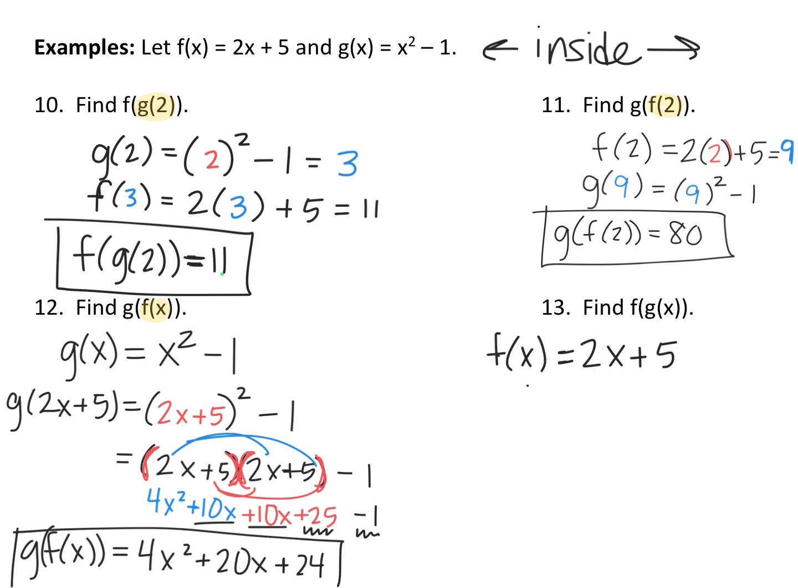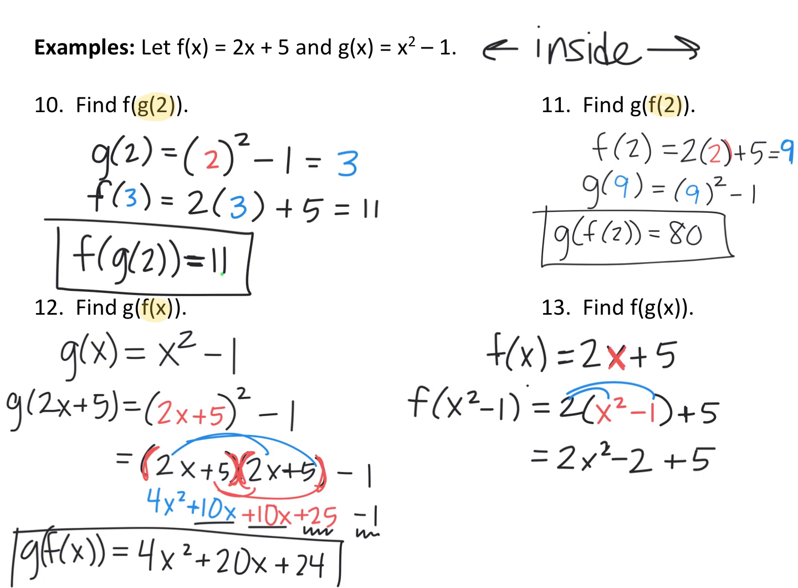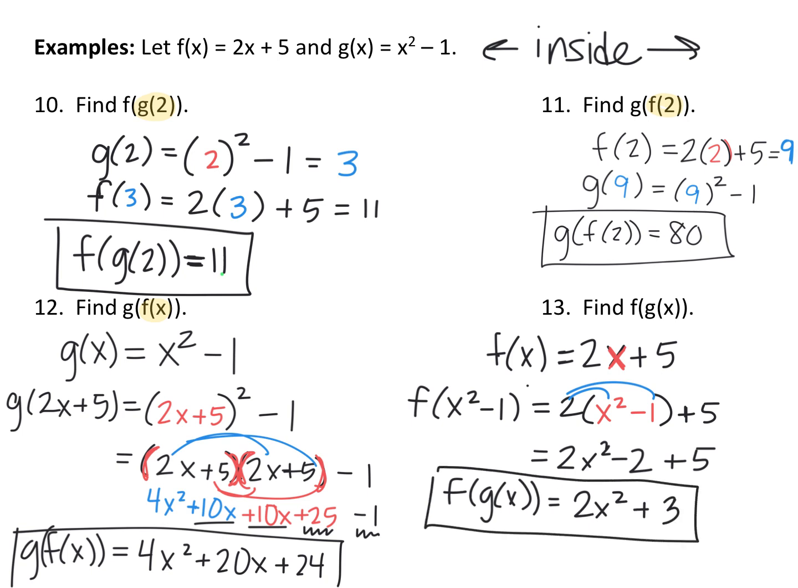Okay, so we replace x with x squared minus 1, and you just got a little bit of distribution to do. So distribute the 2 and you should get 2x squared minus 2, and then you bring down your plus 5. You got a little bit of combining like terms to do, and then you should be done. So your final answer for f of g of x should be 2x squared plus 3. And you'll notice it's not like a number answer. It gives you a new equation. After you plug in g into f, you get 2x squared plus 3.